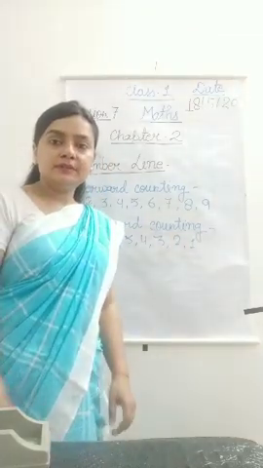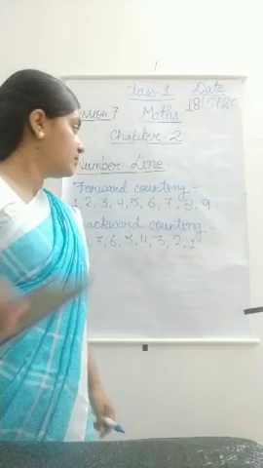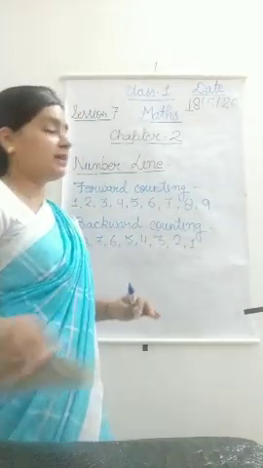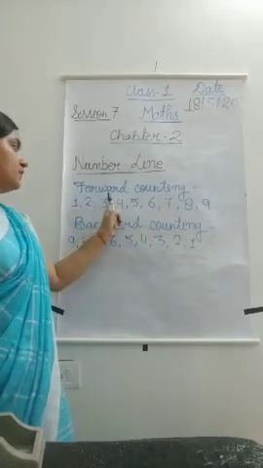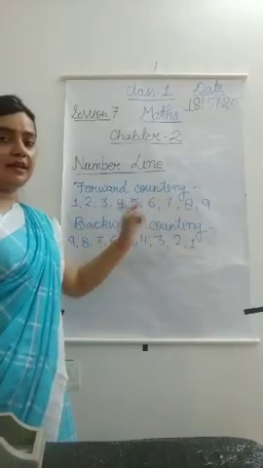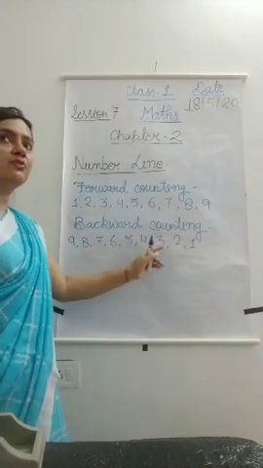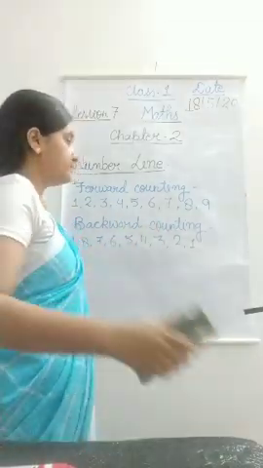These are the numbers. Okay. I hope you're getting me. Just read one more time. 1, 2, 3, 4, 5, 6, 7, 8, 9. And 9, 8, 7, 6, 5, 4, 3, 2 and 1. Okay.